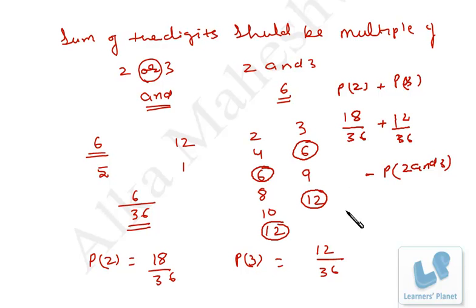So how many combinations are there? We have 6 and 12. For 6 we have 5 combinations, for 12 we have 1 combination. So in all, 5 plus 1, 6, right? So once we have deducted 6 and 12, we are getting the correct answer. Okay, so it's 18 plus 12, that is 30. 30 minus 6 is 24, so 24 by 36. In all, that is the probability when the sum of numbers is divisible by either 2 or 3. Right? I hope you are clear.